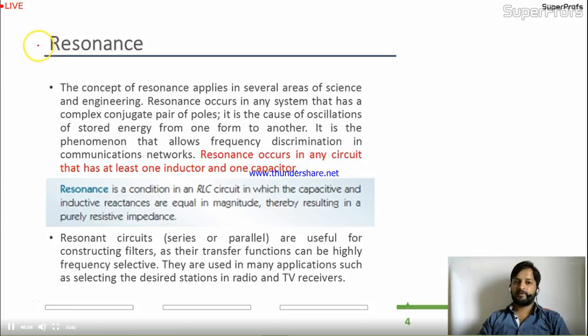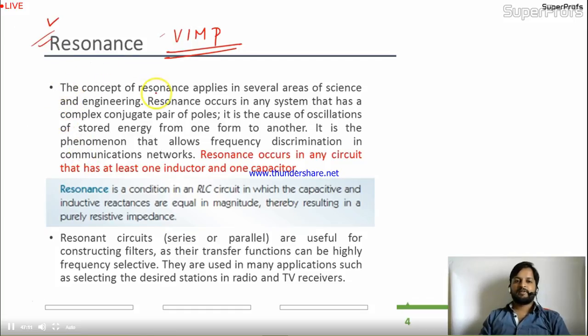Now come to the resonance. It's a very important topic as per the GATE exam. Very important. Nowadays we are getting so many questions every year in electrical, instrumentation and electronics from the resonance concept only. So what is resonance? I think you know about this already.